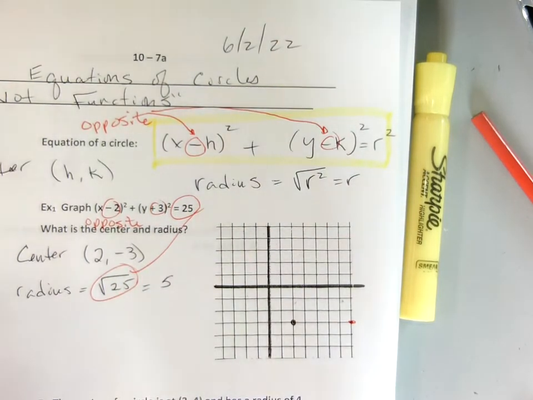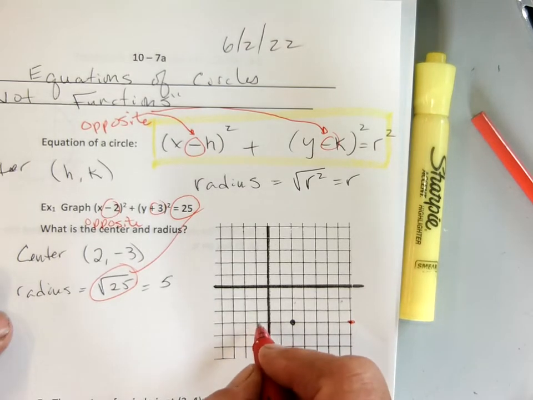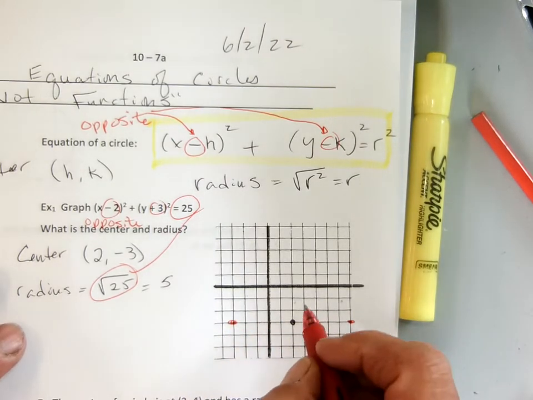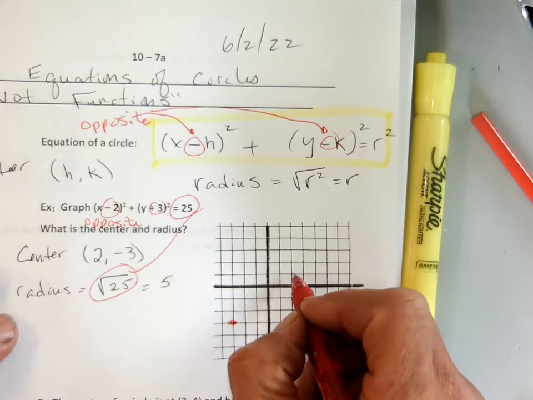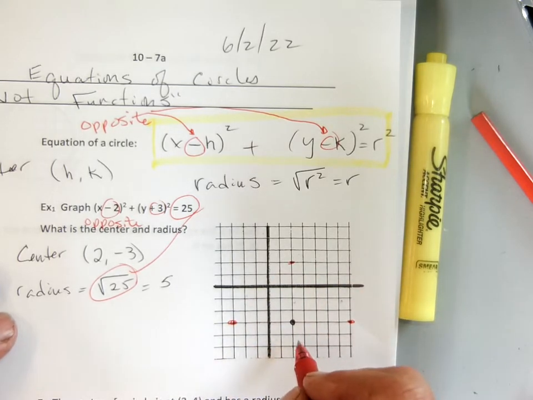Okay? 1, 2, 3, 4, 5. Again, 1, 2, 3, 4, 5.